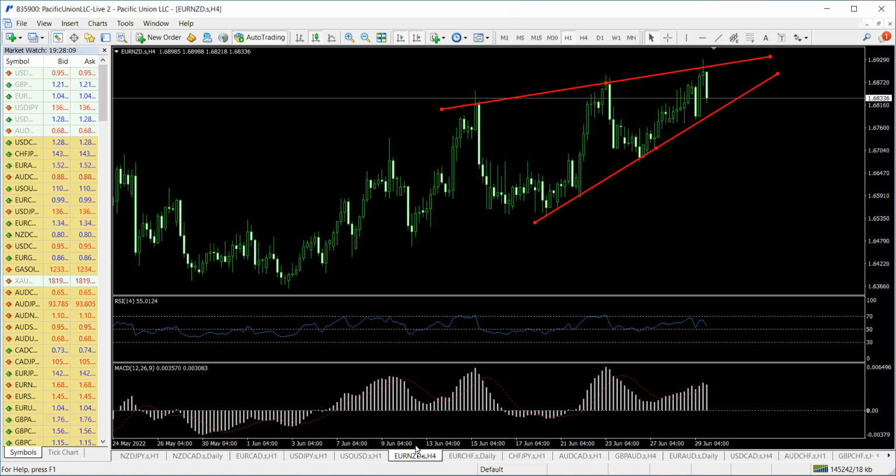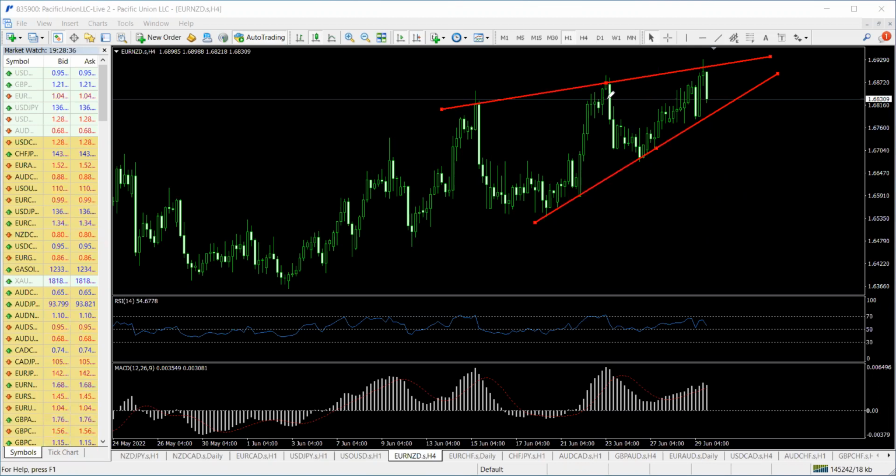The third instrument we're looking at is the Euro New Zealand. Euro New Zealand is currently trading in a rising wedge like this. So we're expecting a potential break of price downwards. Whenever price breaks out of this trend line, we expect a bearish movement on Euro New Zealand. So we're bearish biased also on the Euro New Zealand.